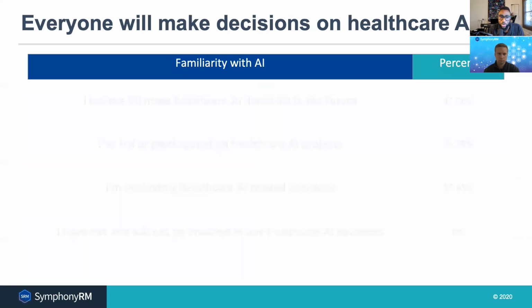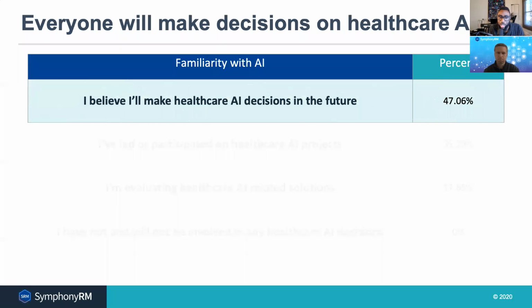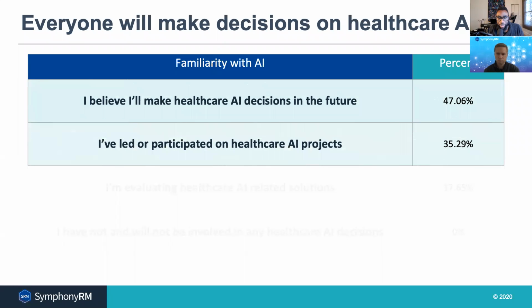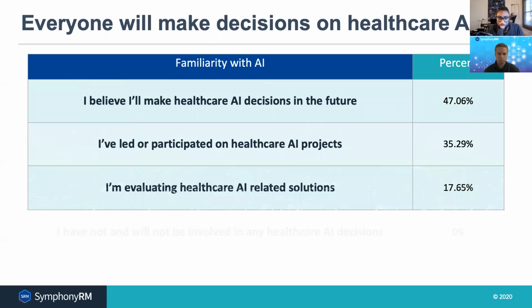So without further ado, here's how we began the session, with a poll. This is how we began a few weeks ago, which was about everybody's familiarity with healthcare AI and healthcare AI projects. And it actually highlighted the fact that this is really important because a big number of people believe that they'll be making decisions in healthcare AI. When you add on to that, the vast majority have either made decisions, are making decisions, or even participating in projects. So this is spreading wildly.